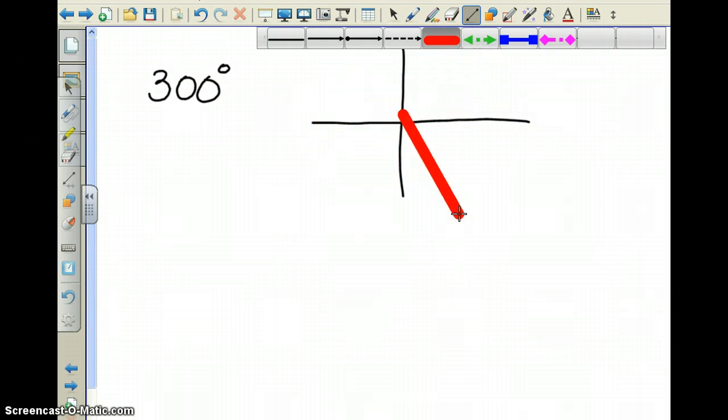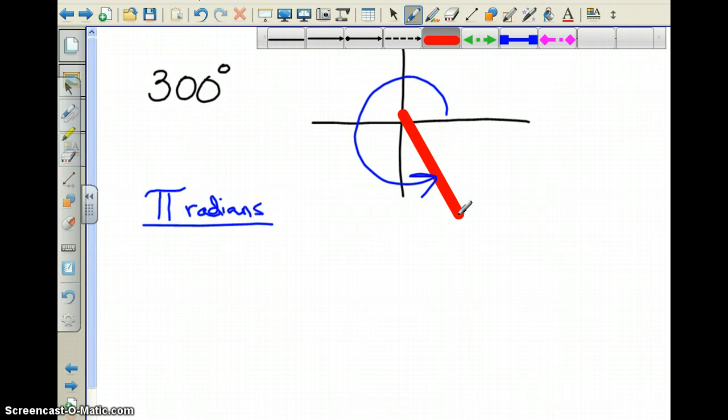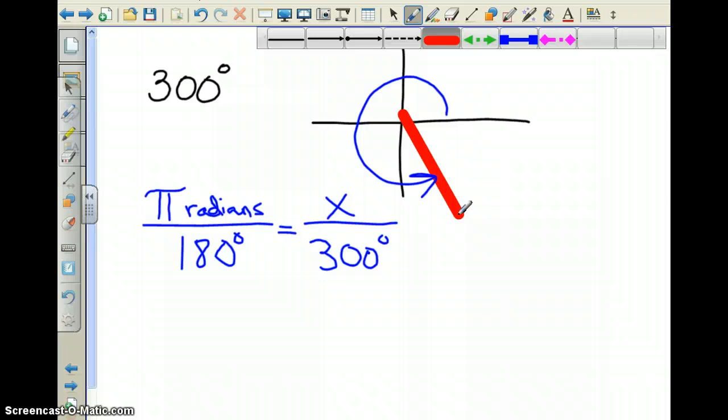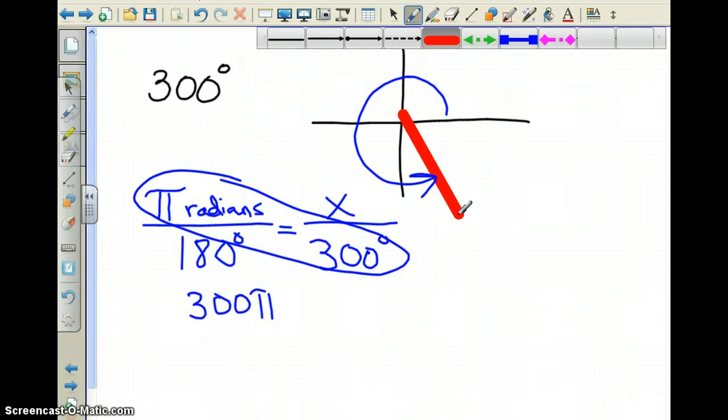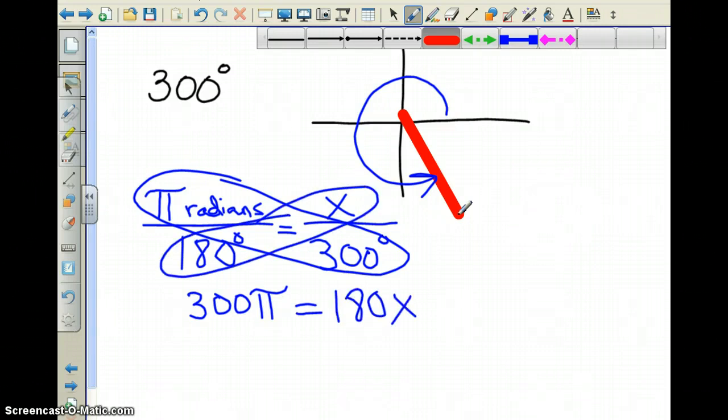Now that number of degrees can also be expressed in radians. So if I want to change 300 degrees into radians, I'm going to take pi radians, we know is 180 degrees. So how many radians is 300 degrees? Now to solve this, I'm just going to cross multiply. So this will be 300 pi is equal to 180x. So solving for x, I'll divide by 180.